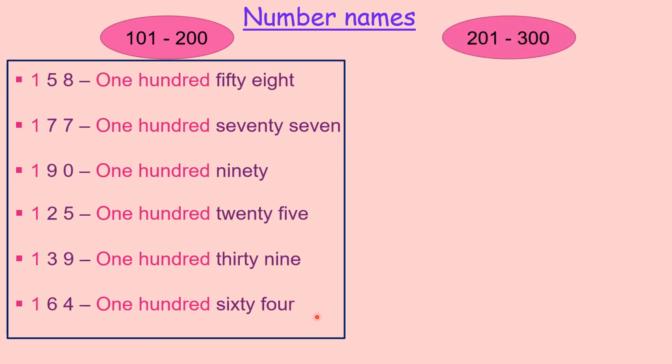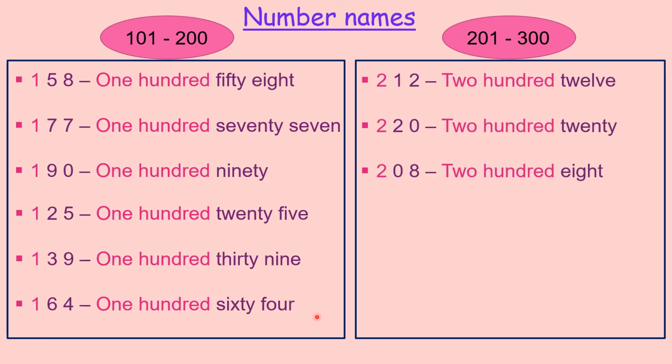We are going to do from 201 to 300. So these are the numbers here. Let's take a few of them between 200 and 300. 212. As 2 is in the hundreds place, how do we write? 200 and then 1, 2. The other 2 digits will be read as 2-digit number. That is 12. So 212, 220, 208.